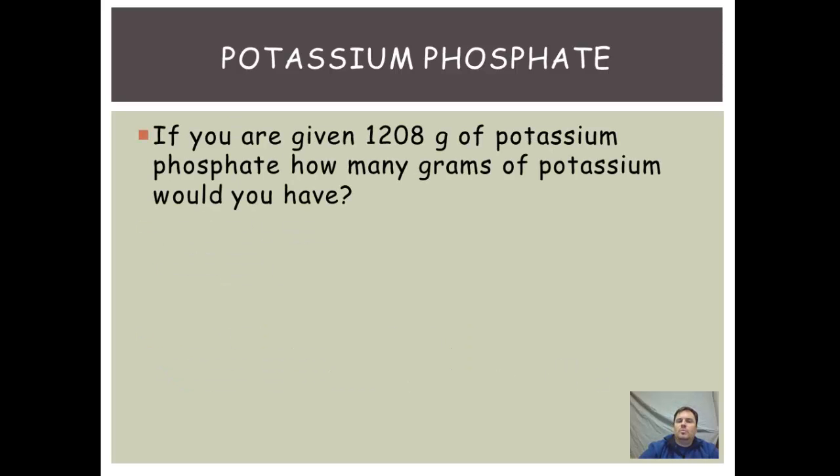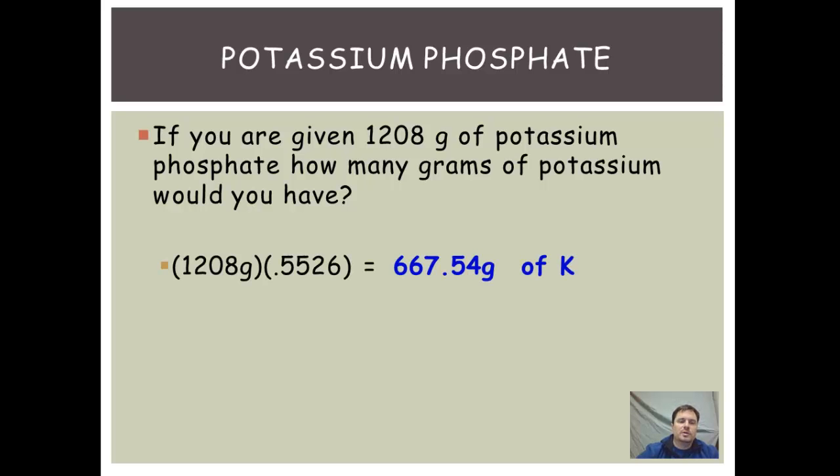So if I'm given 1,208 grams of potassium phosphate, how many grams of potassium will I have? Well, I know the percentage. Now all I have to do is take the mass times the percentage in decimal form to get the grams. So I take 1,208 times our percentage. It was 55.26. To get it in decimal, we move the decimal place 2 places, so it's times 0.5526, and we get a total of 667.54 grams of potassium in this 1,208 grams. Pretty simple there, guys.